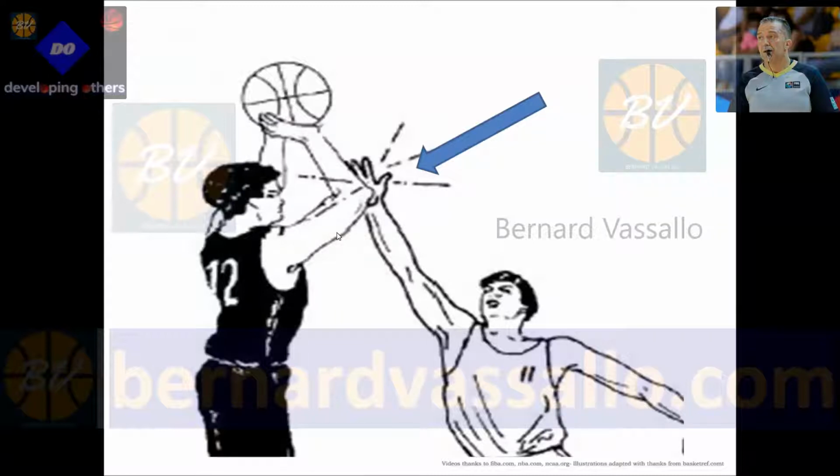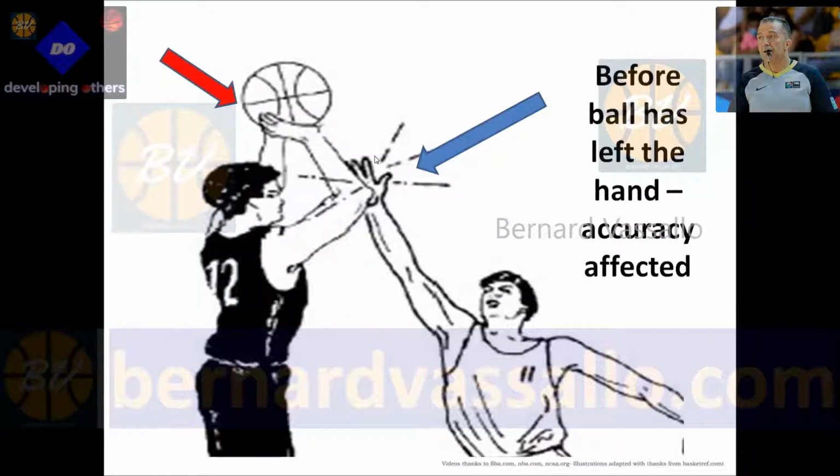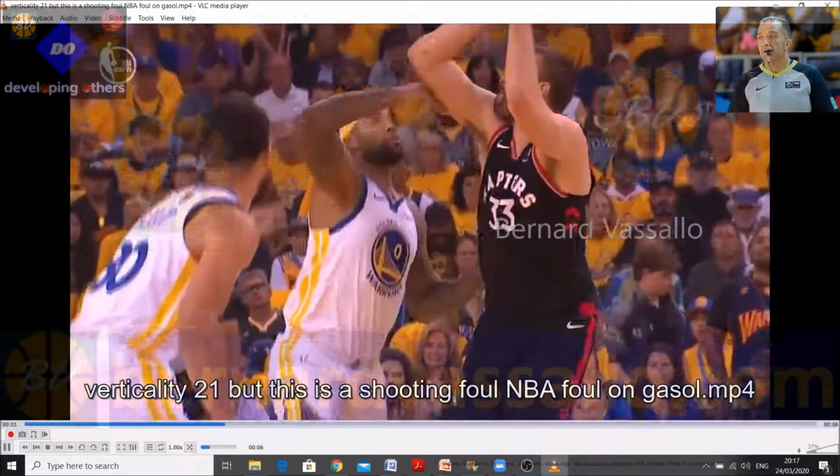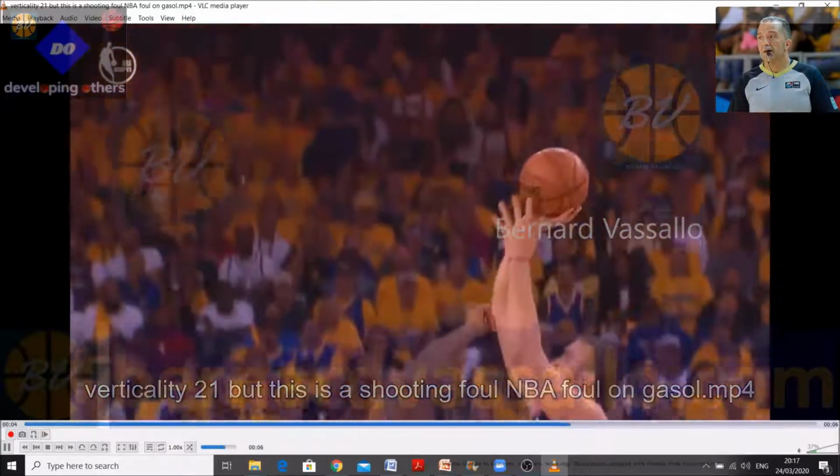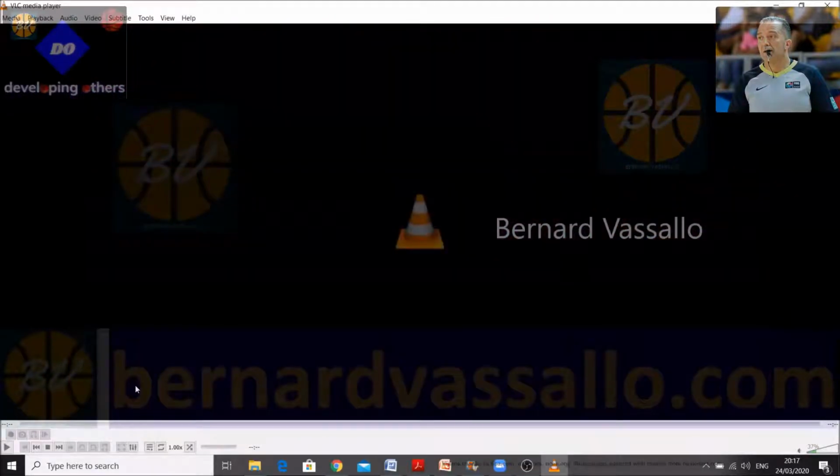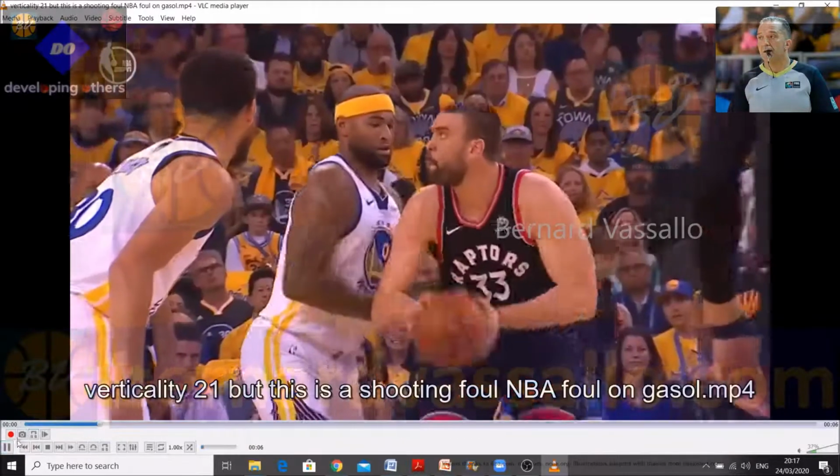If the contact occurs before black 12 has shot the ball, therefore before the ball has left black 12's hands, for sure this type of contact is going to affect the accuracy of the shot. And in these instances, a foul has to be called. And it's the right call. You see the arm. And as you could see there, let's see it again.